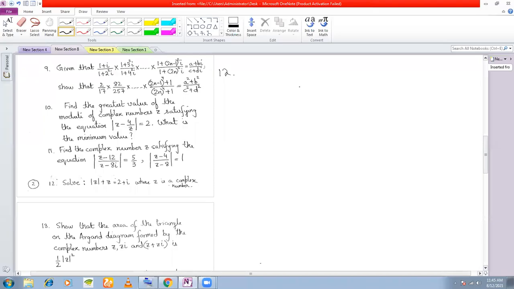The question is: solve |z| + z = 2 + i. So I start by saying let z = x + iy. Therefore, what is |z|? The positive square root of x² + y². Now, what is the given equation here? |z| + z = 2 + i.